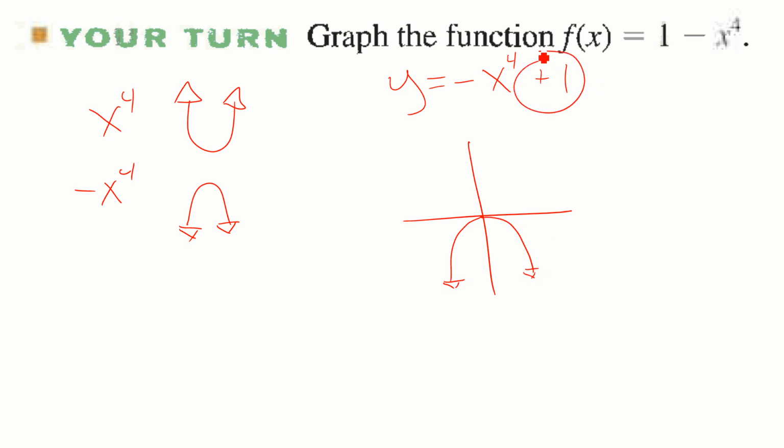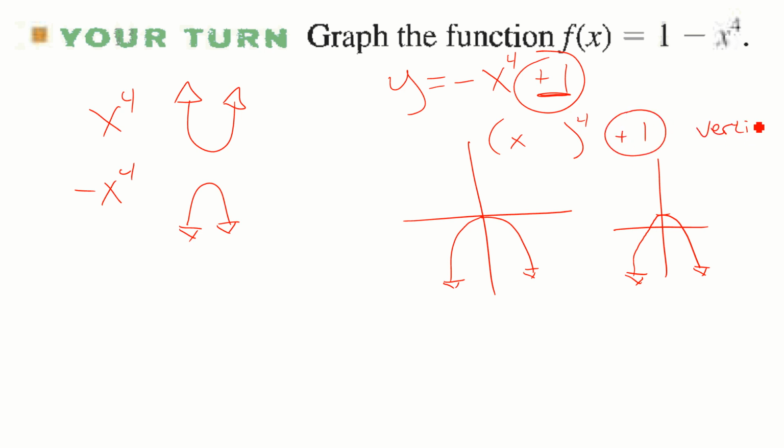And we'll talk about this. What is the plus 1 doing? Move it up by 1. So that's just going right here. All right, so because this plus 1 is not inside with the x, it's out by itself, so that's going to be a vertical transformation.